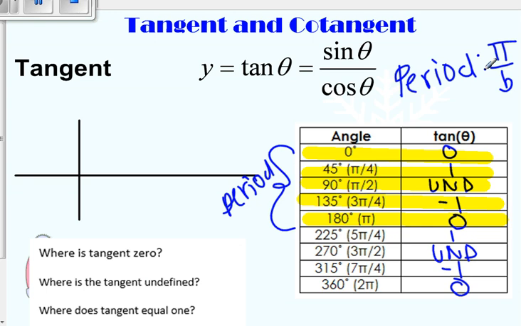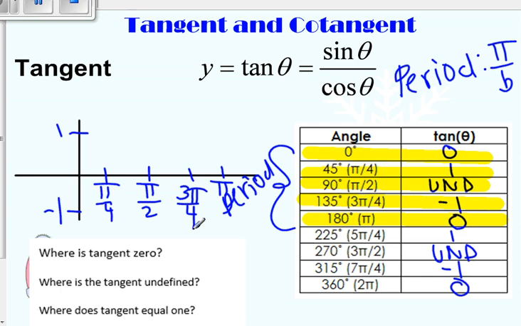So let's check out this graph. We're still going to go from 1 to negative 1, but our period now is only pi. So half of pi is pi over 2. Half of pi over 2 is pi over 4. So pi over 4 is our interval. So 1 pi over 4, 2 pi over 4 is pi over 2. Then we've got 3 pi over 4 in between pi over 2 and pi.